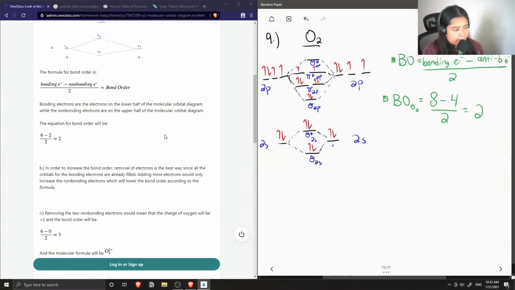So for example, if we removed the anti-bonding electrons at the top, so let's say we had the bond order of O2 2-, then we would still have 8 bonding electrons, but this time we would have 0 anti-bonding electrons divided by 2. So then this would increase our bond order to 4. So for part B, removing electrons can increase the bond order.